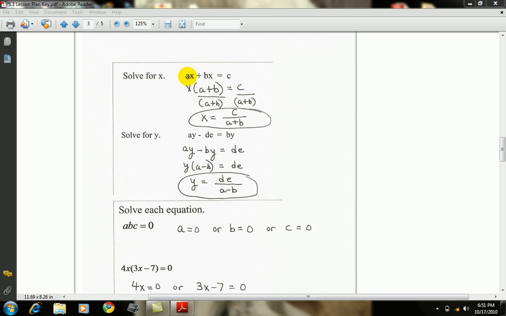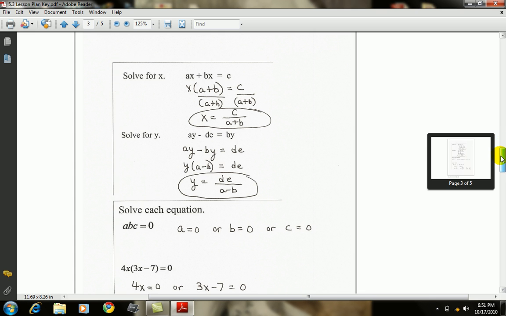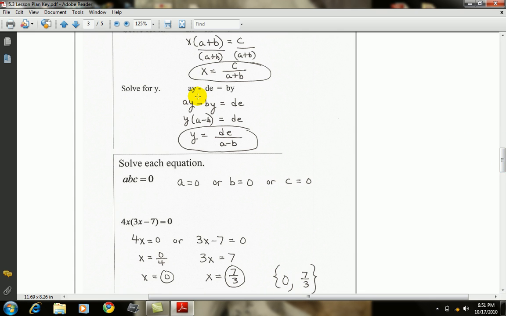But notice what we can do. Ax plus bx can be rewritten by factoring out an x. When I take out an x, in parens I have a plus b. That is equal to c. This is now x times the quantity a plus b. We divide both sides by the quantity a plus b, which gives me the answer x equals c over a plus b. Factoring here helped us solve that equation.